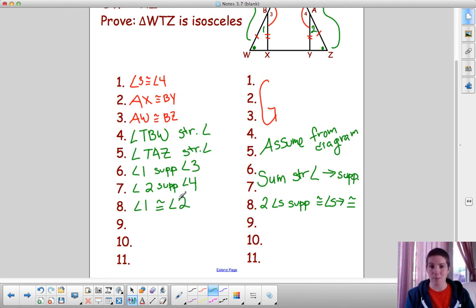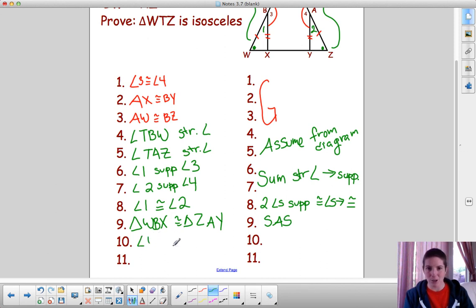Remember, the purpose of the supplement package is to get two angles congruent. So I now have a pair of sides and a pair of angles. So I have my two triangles being congruent: triangle WBX is congruent to triangle ZAY. I used side angle side. Now my corresponding parts, angle W being congruent to angle Z, corresponding parts of congruent triangles are congruent. I was right, I do need 12 steps.